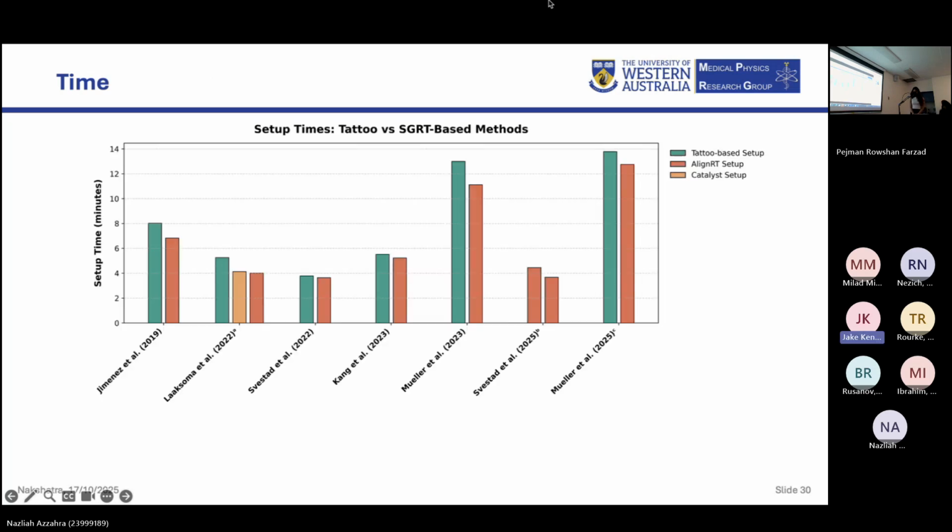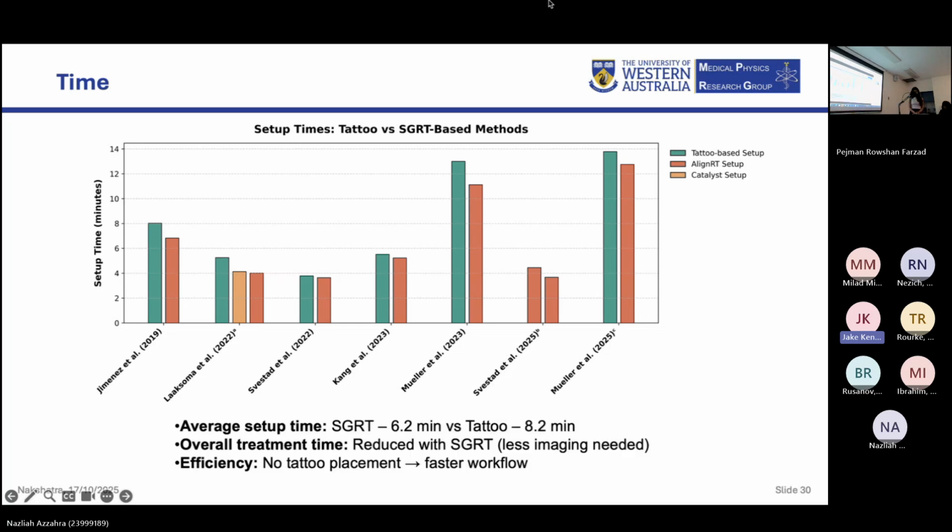The next metric assessed was setup time. On the x-axis are the different studies, and the y-axis are the setup time in minutes. The green bars represent tattoo-based setups, while the orange and the yellow ones represent SGRT systems, Align RT and Catalyst. Overall, SGRT setups were faster, though the difference was kind of small. It's on an average a difference of 2 minutes, with SGRT being 6.2 minutes and tattoo being 8.2 minutes.